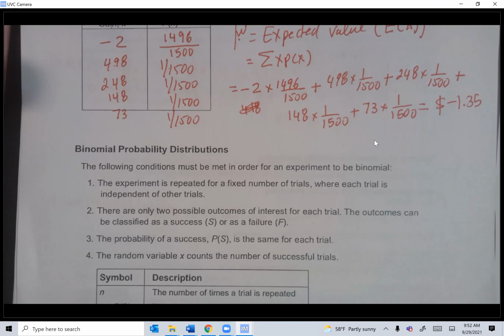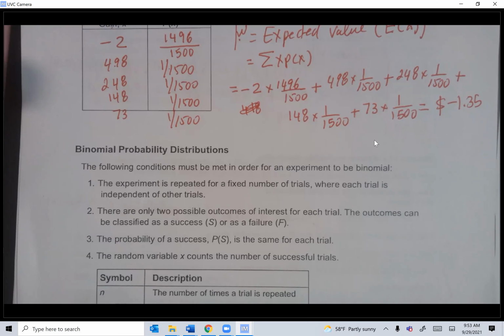There are two outcomes from the experiment, either a success or a failure. So you cannot ask a person a question and give them three choices. It's only two choices. Either you are successful or you fail. Condition number three is that the probability of success does not change from one trial to another. So if you do 10 trials, the probability of success will always remain the same. And your random variable x counts the number of successful trials. Let me give you an example of what a binomial experiment is.